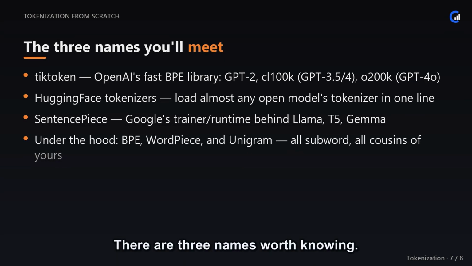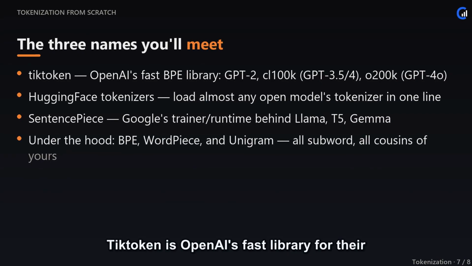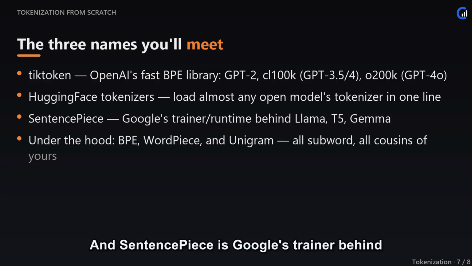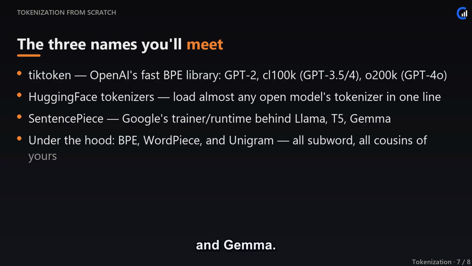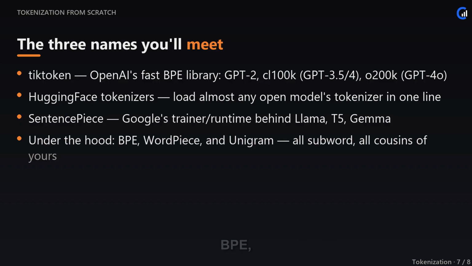There are 3 names worth knowing. TikToken is OpenAI's fast library for their GPT tokenizers. Hugging Face lets you load almost any open model's tokenizer in a single line. And SentencePiece is Google's trainer behind Llama, T5 and Gemma. Underneath them sit just 3 algorithms, BPE, WordPiece, and Unigram, and all of them are subword tokenizers, close cousins of the one you wrote yourself.